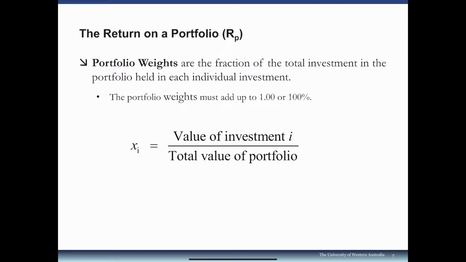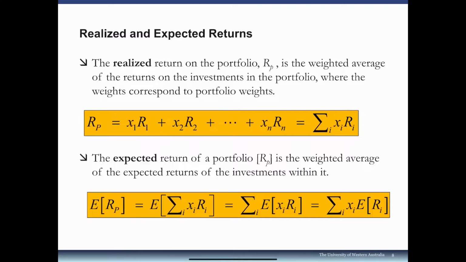So how do we calculate realized and expected returns for a portfolio when we observe the individual ones? The realized return on the portfolio, Rp, is the weighted average of the returns on the investments in the portfolio, where the weights correspond to portfolio weights and where each R1, R2, and Rn is observed for the individual investment. So it is a weighted average for a portfolio.